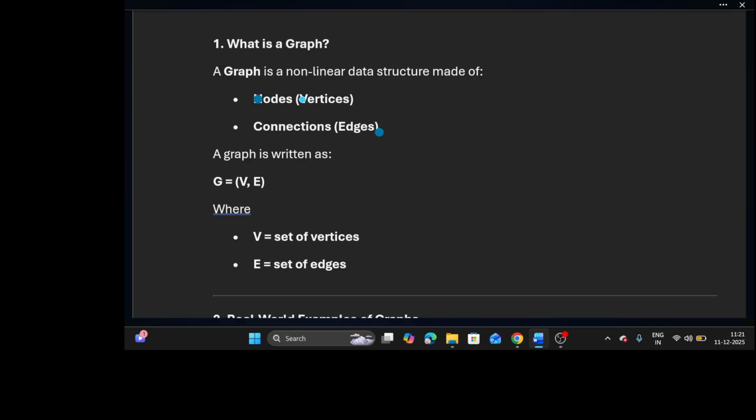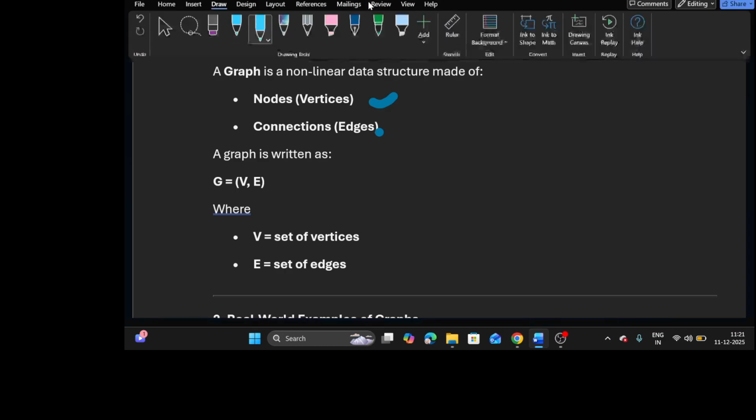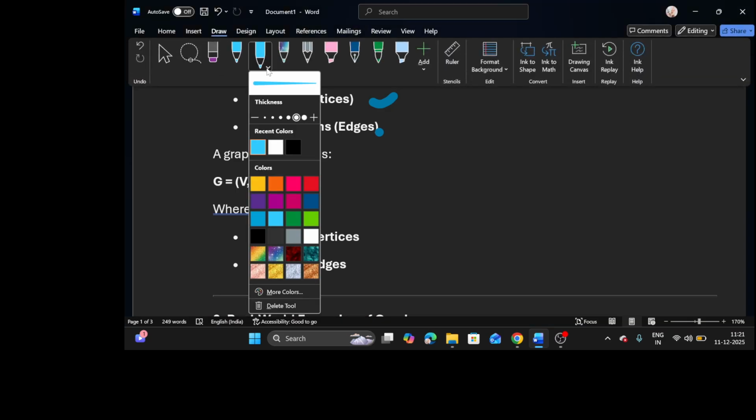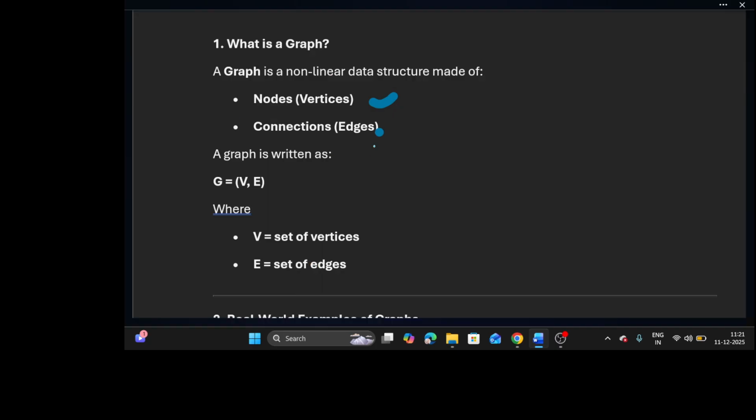One is the nodes, vertices, and the second one is the edges. A graph is a non-linear data structure. It is made of nodes, vertices, and connections, edges. Means, suppose you represent real-world or real-life relationships, etc.